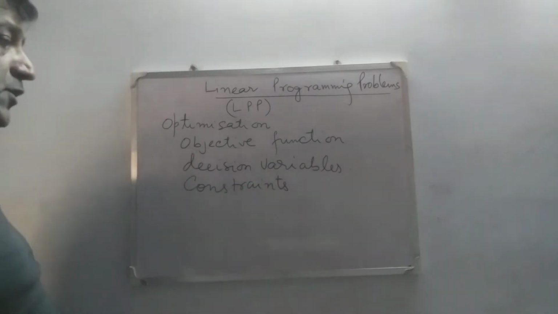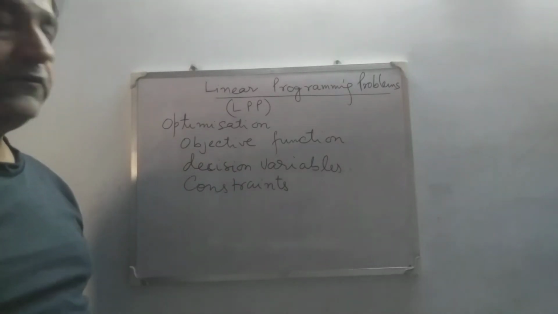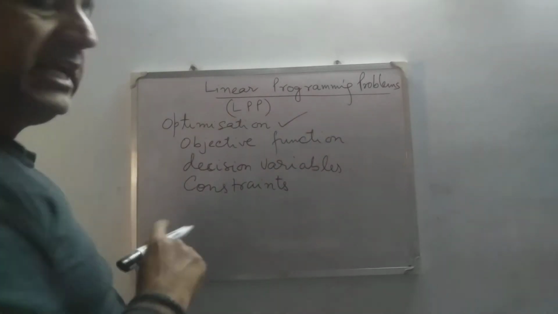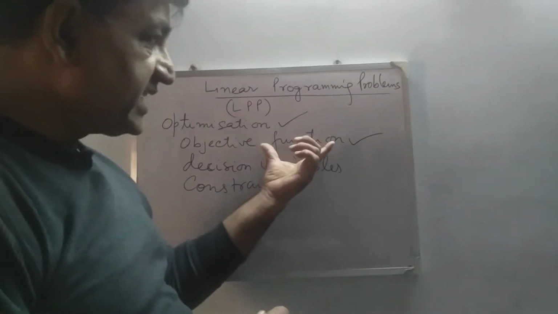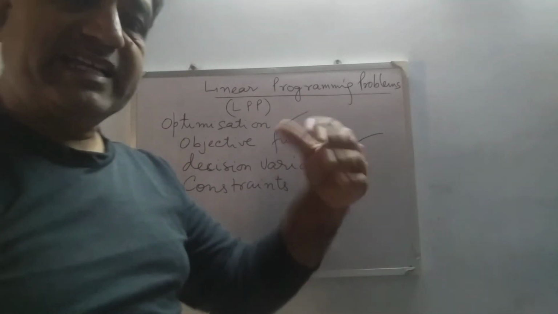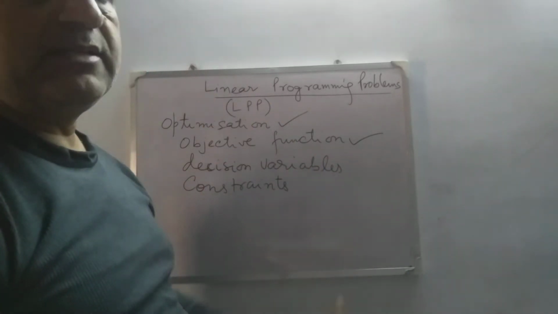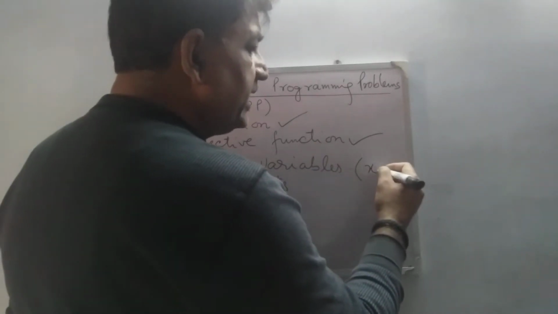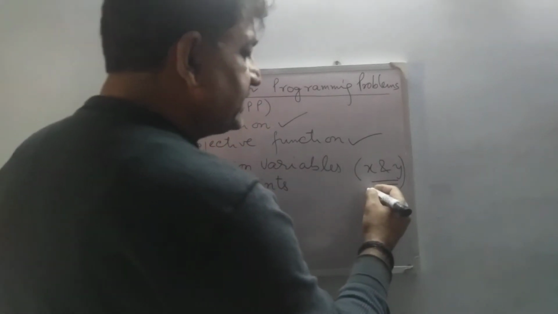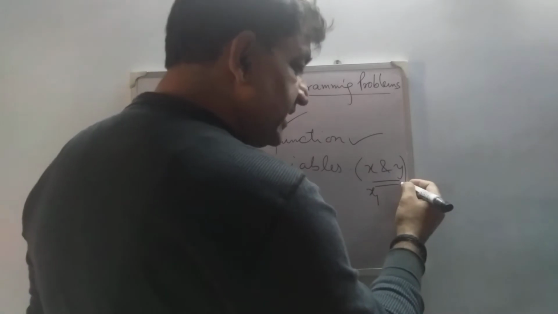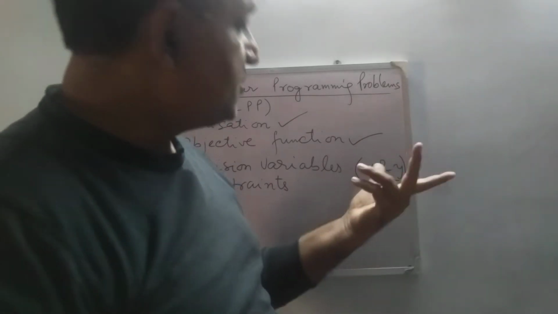So, in an LPP, we have to solve an optimization problem in which we have an objective function, and that objective function should be minimized or maximized. This objective function is expressed in terms of decision variables. Basically, x and y are used as a symbol for decision variables, but in some books you will find that instead of x, x1 is written, and instead of y, x2 is written. So x1 and x2 may be the decision variables.